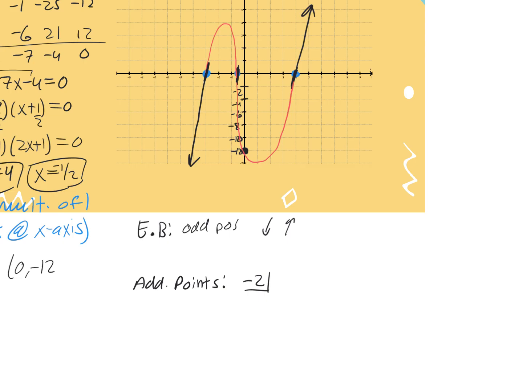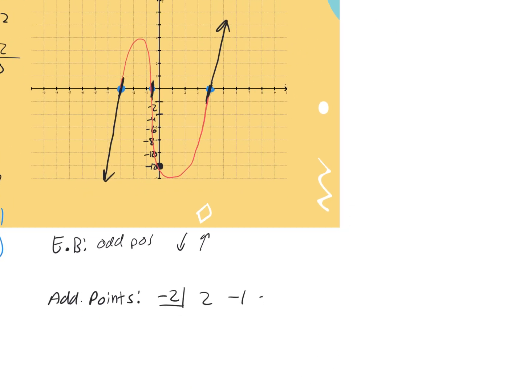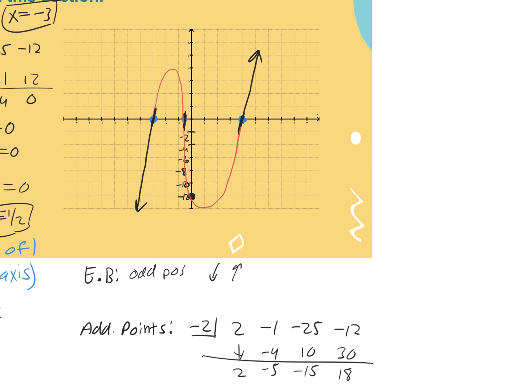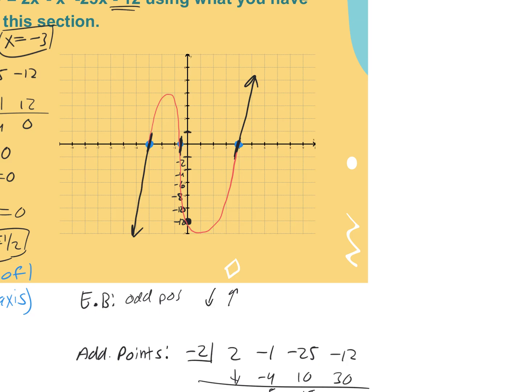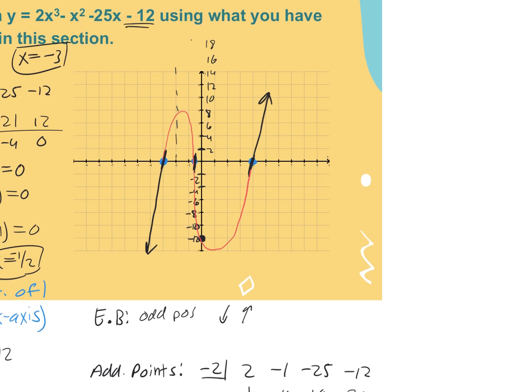Hang on. Sorry, 2, -1, what is that? -25, -12. Okay, so we get a 2, -4, -5, 10, -15, 30, and 18, right? So at -2, we go all the way up to 18, right? And if we're going by twos, 2, 4, 6, 8, 10, 12, 14, 16, 18, that's going to be somewhere right here. At -2, that's going to be like, I don't know, right there.